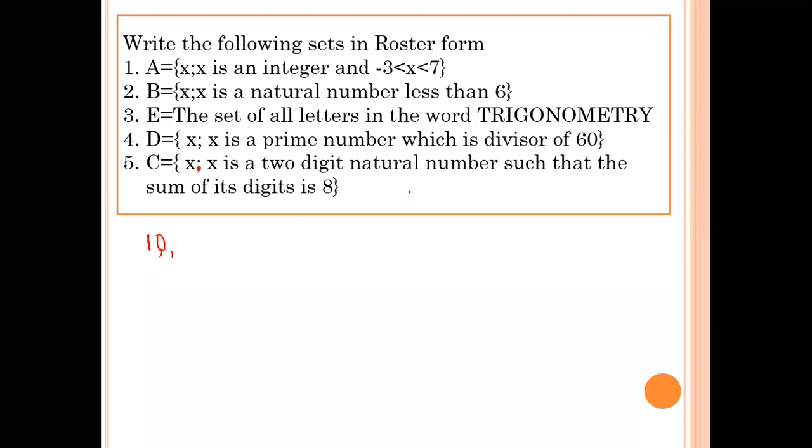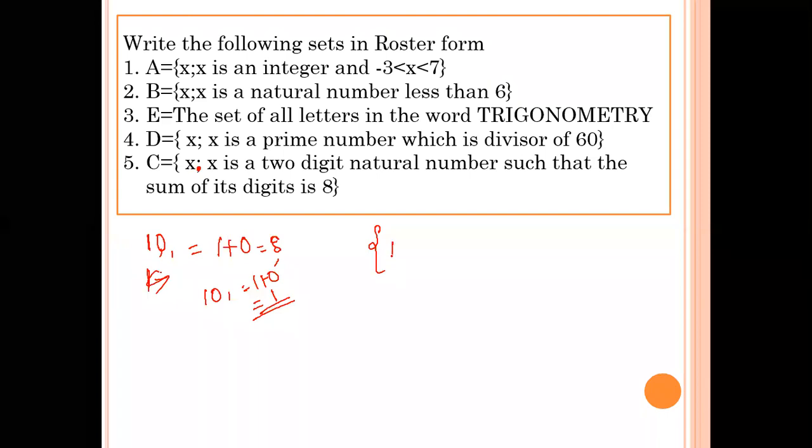So we need a 2-digit natural number, but that is not the only condition. There is one more condition, such that the sum of the digits is 8. That means if you have a 2-digit natural number, when you add those two digits, for 10, 1 plus 0, this sum should be 8. We cannot take 10 because 1 plus 0 is 1 itself, so we don't get 8.